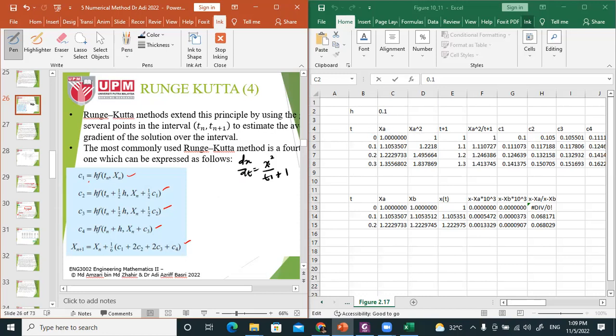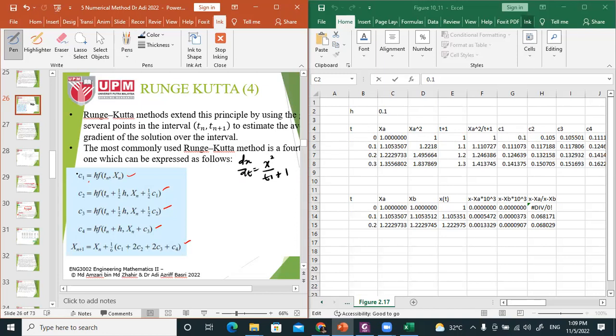X squared, XA squared, is 1 squared, which is 1. Then t plus 1, where t is 0, so 0 plus 1 will become 1. Then this is the function dx dt, which is x squared divided by t plus 1, so it becomes 1. And you need to calculate C1.